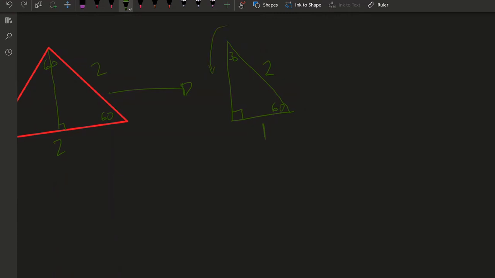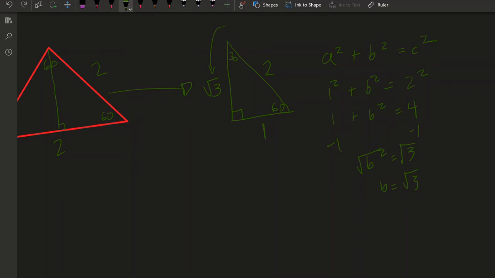So that means that I would use the Pythagorean theorem again. A squared plus b squared is equal to c squared. And then we would say 1 squared plus b squared is equal to c squared, which is 2 squared. So now I've got 1 plus b squared is equal to 4. Subtracting 1 on both sides, I would get b squared equals 3. So therefore, b is equal to the square root of 3.